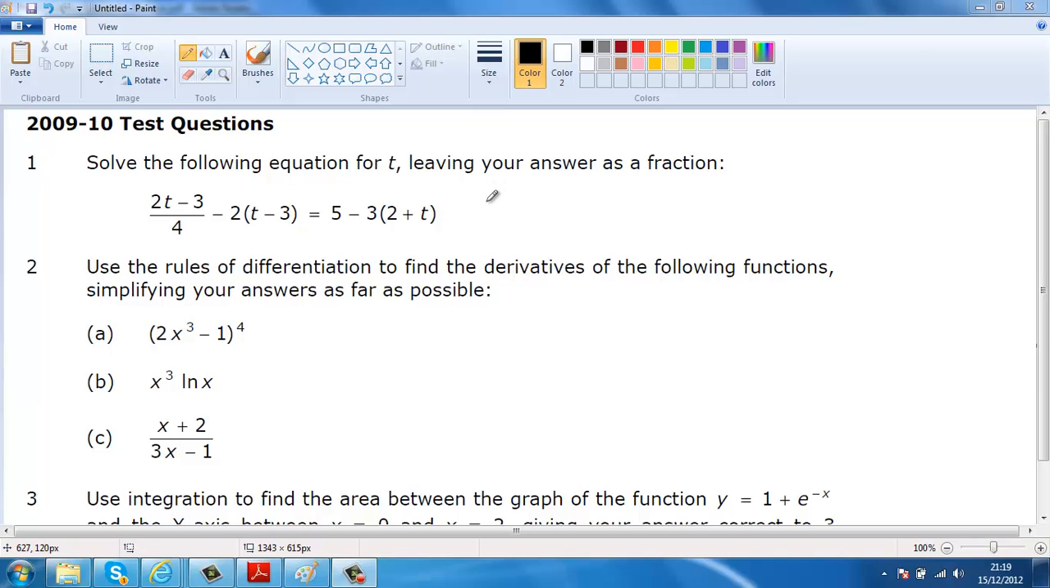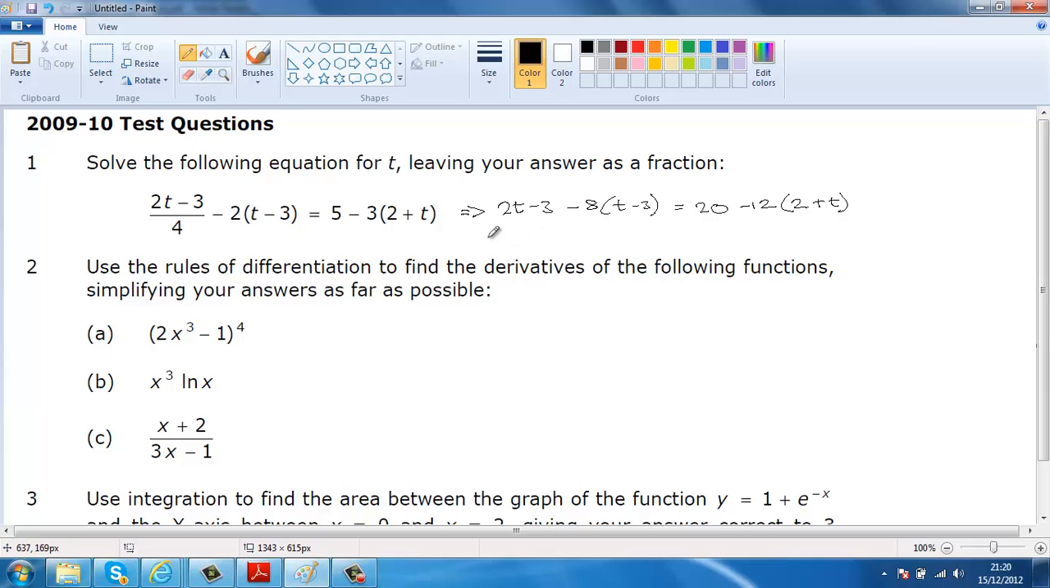In the first question here, we need to multiply everything by 4 to get rid of the fraction in the first term. So if we do that, term by term, for the first one, multiplying by 4 leaves us with the numerator 2t minus 3. Multiply the next term by 4 and we get minus 8 into t minus 3. Then on the right hand side, again multiplying everything by 4, 4 times 5 is 20. And then 4 times minus 3 gives us minus 12 into 2 plus t.